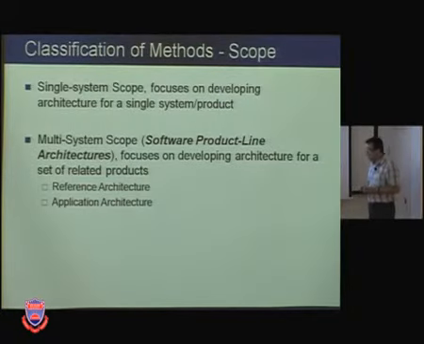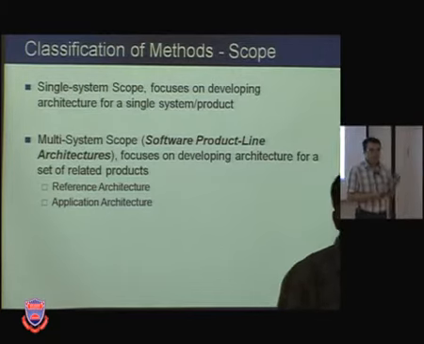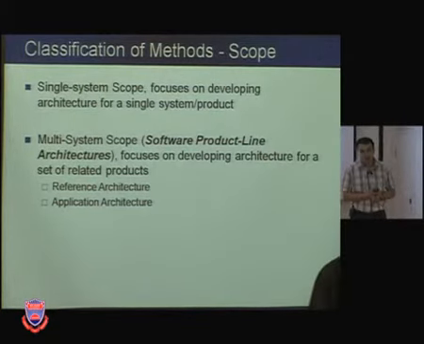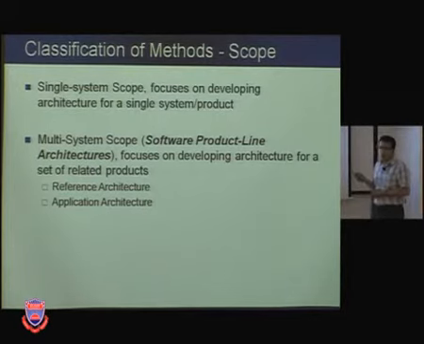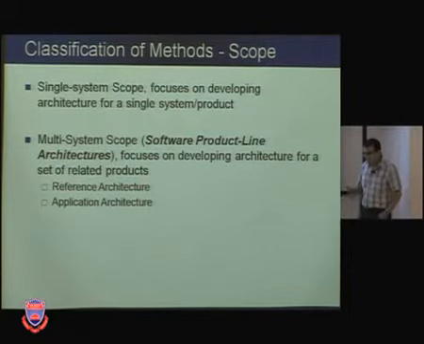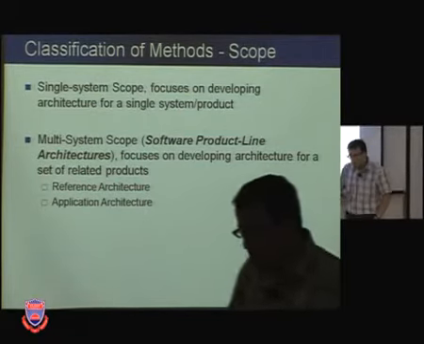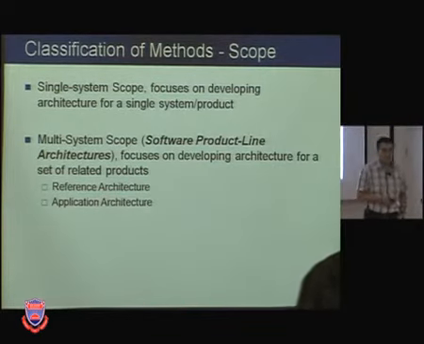We said we can classify these based on the scope. If we focus on single system development, then we typically have a single system architecture, which was actually the focus in this course. But if you have a multi-system scope, nowadays more and more organizations provide that view. So instead of defining an architecture for a single product, they want to define an architecture for multiple products.